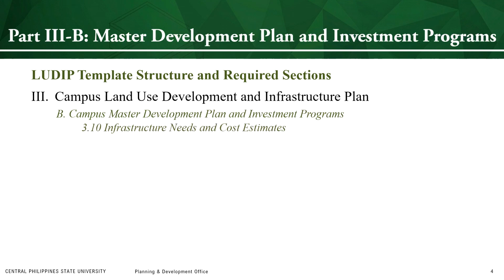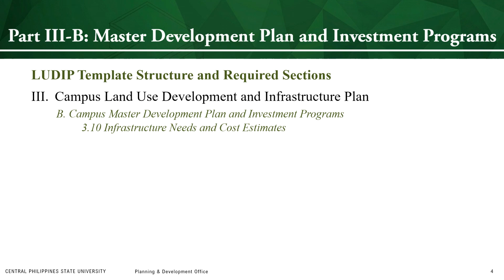Group B, Campus Master Development Plan and Investment Programs, turns your vision into a financially grounded action plan. Section 3.10, Infrastructure Needs and Cost Estimates. Identify the specific infrastructure required to support your land use goals. New classrooms, laboratories, dormitories, roads, utility systems, and more. For each item, provide an estimated cost.